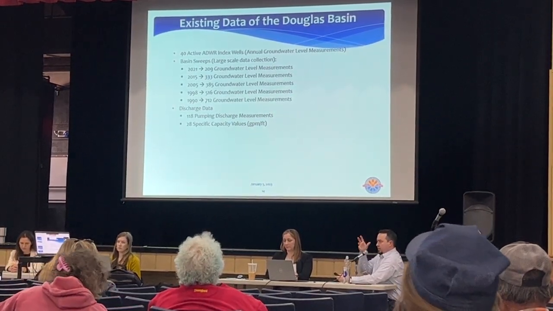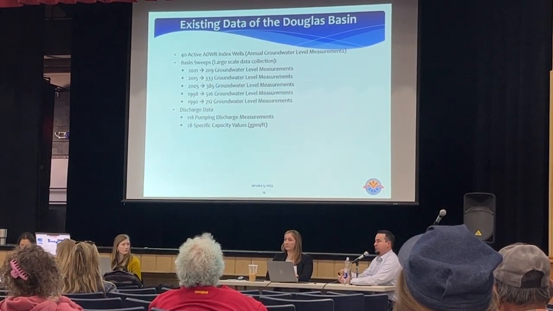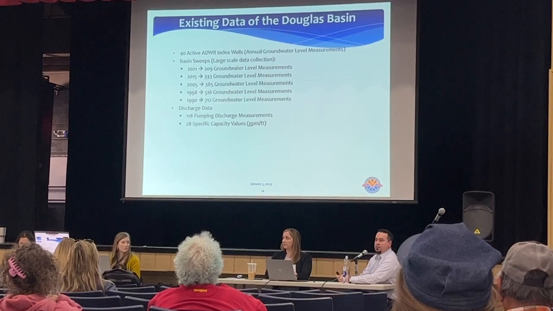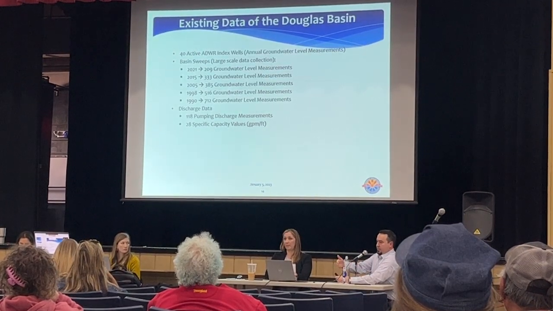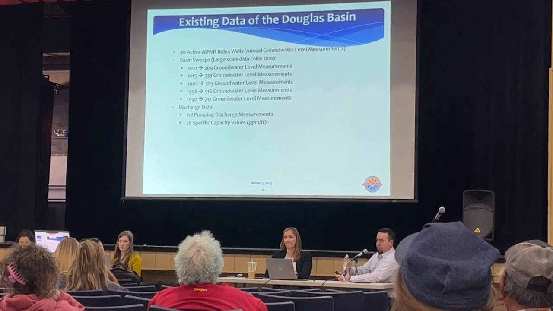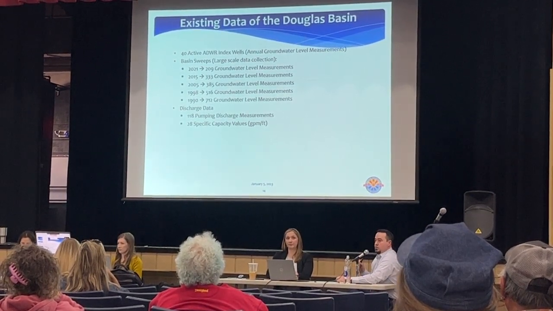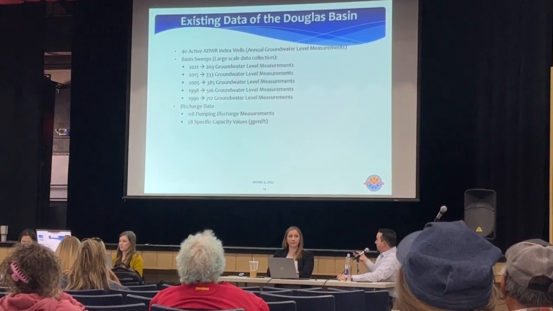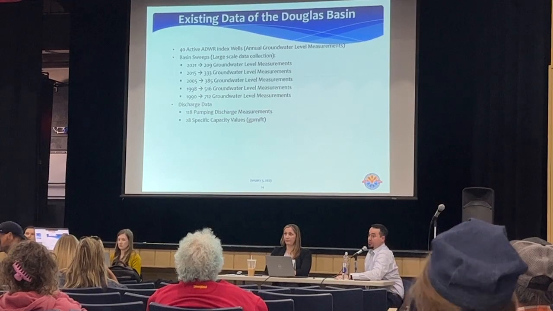So an easy way to think of it is, let's say you're pumping at 100 gallons a minute and you have 10 feet of drawdown in the well. That would be a specific capacity of 10. So you get 10 GPM, 10 gallons per minute for each foot of drawdown that you are recording in the well. But a lot of wells don't have access to pumping water levels. So that's why there's 118 discharge measurements, but only 28 specific capacity measurements.